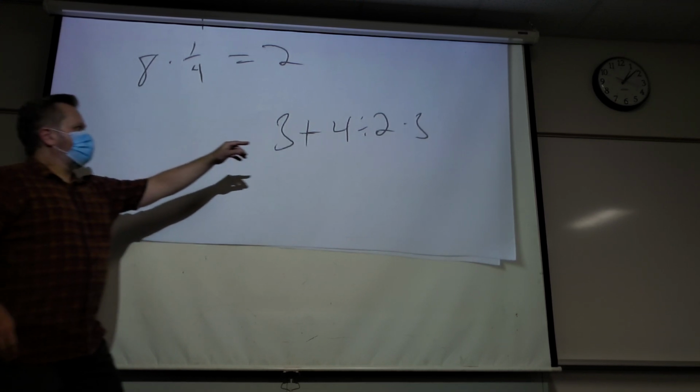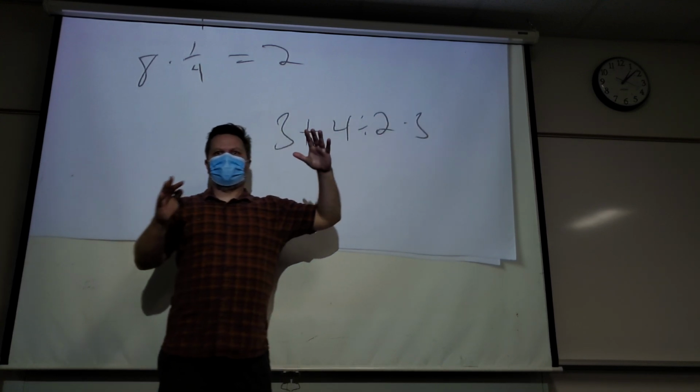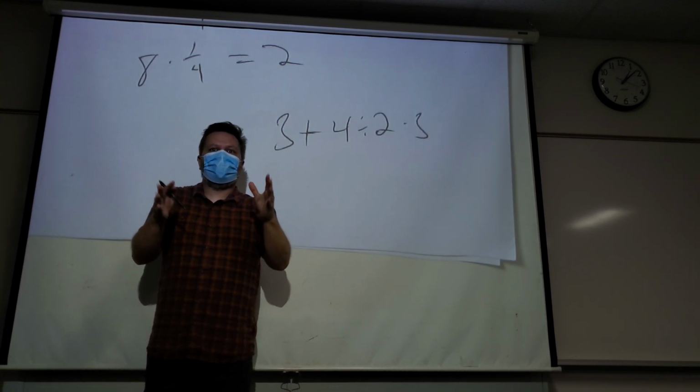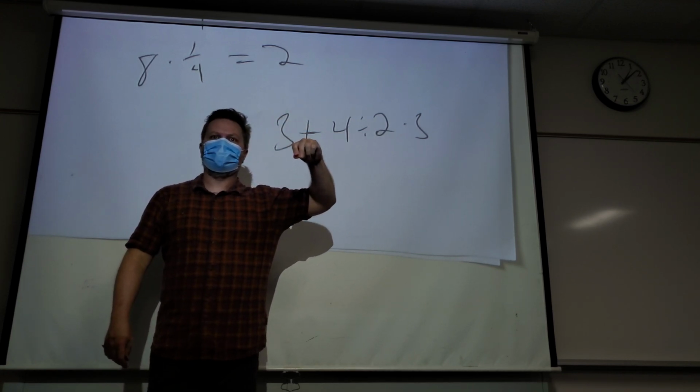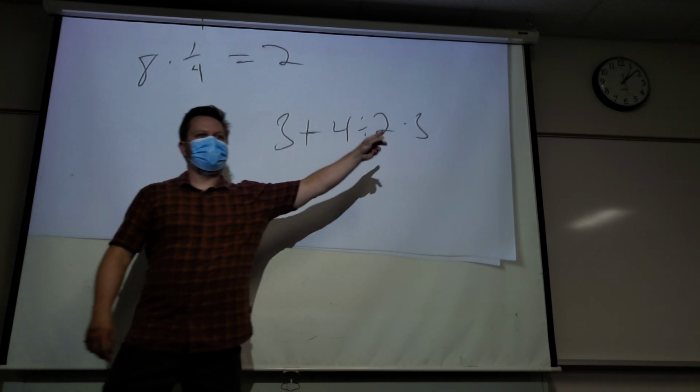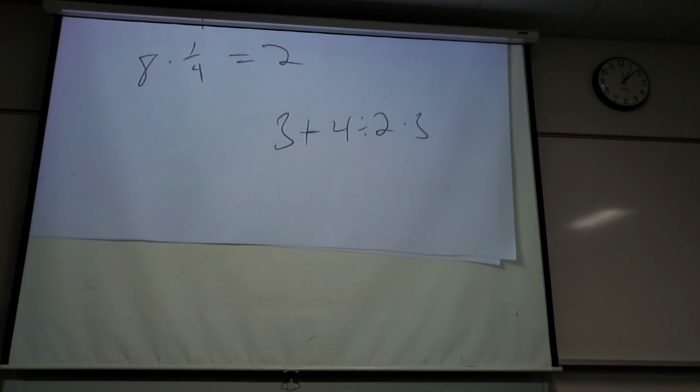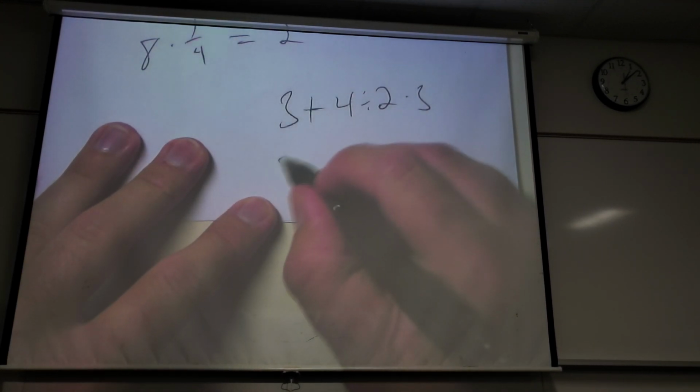If anybody was thinking about putting a 6 here, that is not fair to this problem. What's the only number that it should be divided by? 2. So, how do I rewrite 4 divided by 2? What's another way to rewrite 4 divided by 2?